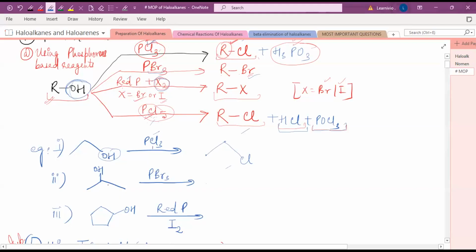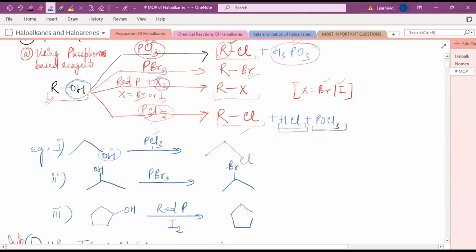Okay, next one. Tell me the next one. What will be the answer? In place of OH, it will be... Yeah, very good. So here the bromine will be attached.